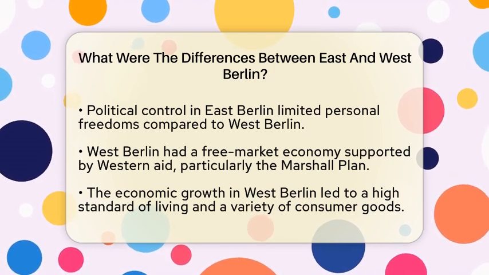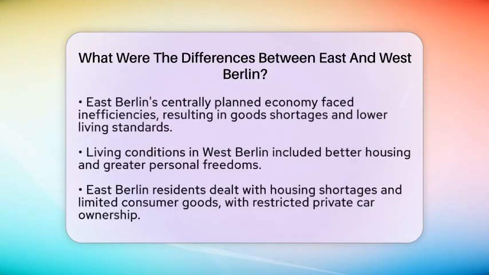Living conditions were also quite different. People in West Berlin enjoyed better housing and more personal freedoms, including freedom of movement and expression. They had access to a variety of consumer products. In East Berlin, however, residents faced housing shortages and fewer consumer goods. Public transportation was common, but private car ownership was limited. Many vehicles were older and smaller, reflecting the economic constraints of the time.